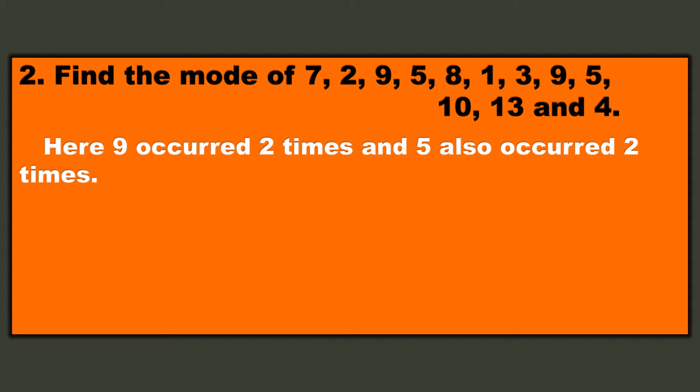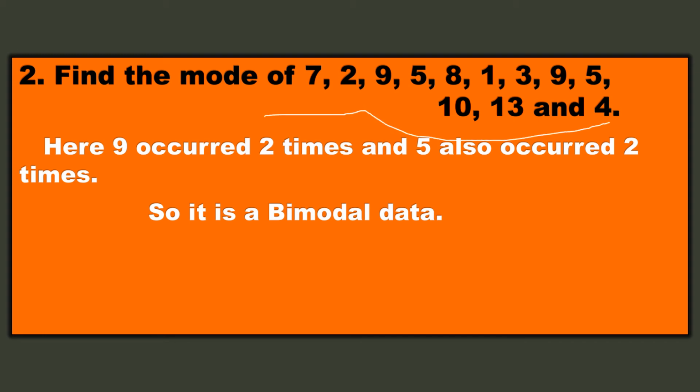In this case, whenever 2 observations occurred the same number of times, your mode will be these 2 only. You can write it as bimodal data. Bi means 2. So bimodal data means there will be 2 observations as your answer mode. I can write mode as 5 and 9, or you can write 9 and 5 also. Don't confuse. If you think mode means only one observation, it is wrong. The mode may be 2 observations, it may be 3 observations also. Clear? So let us go to the next example.